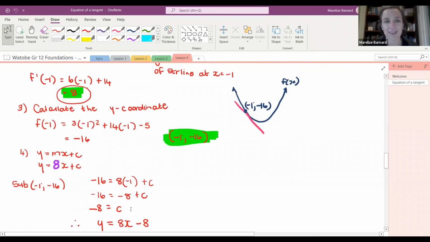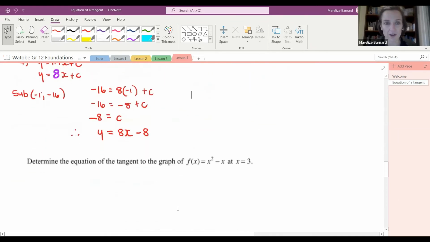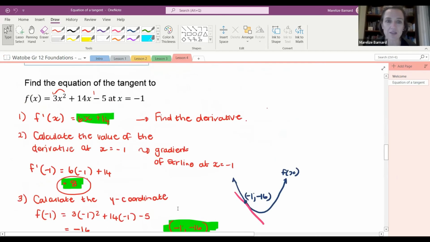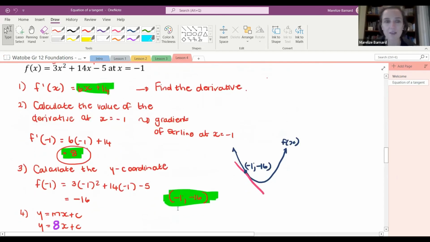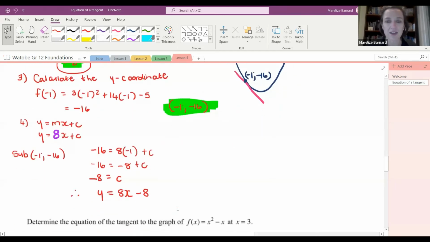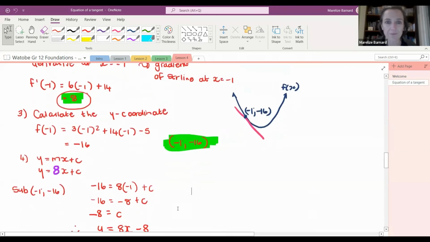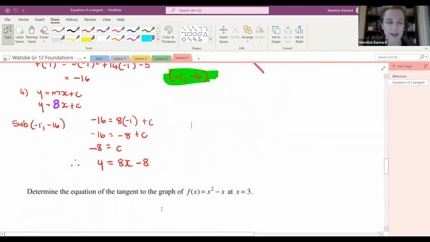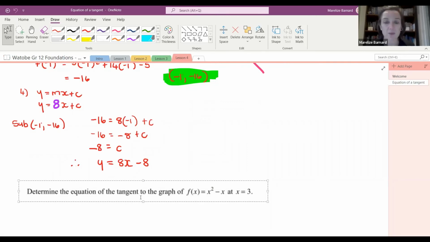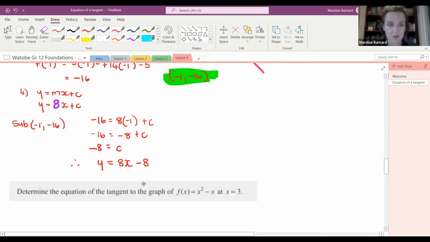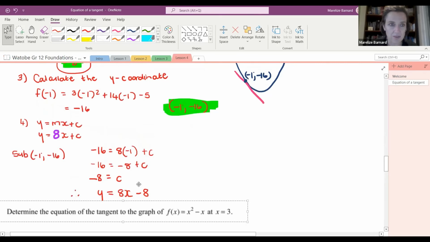Okay. Right, everybody, let's give it a go. I don't know if anyone still wants to take a screenshot of all the steps and the logic of it, because we're now going to try this one on our own. Just shout if you need me to scroll back, but there's the question. Determine the equation of the tangent to the graph of f of x is equal to x squared minus x at x equal to 3. Maybe I can move it so that we can also see some of the steps.